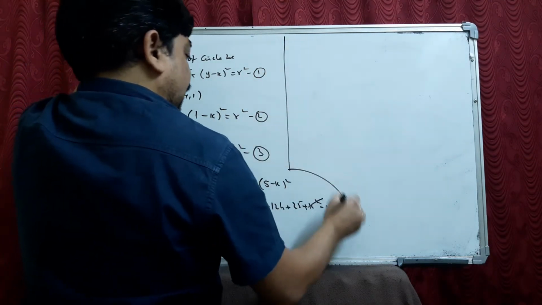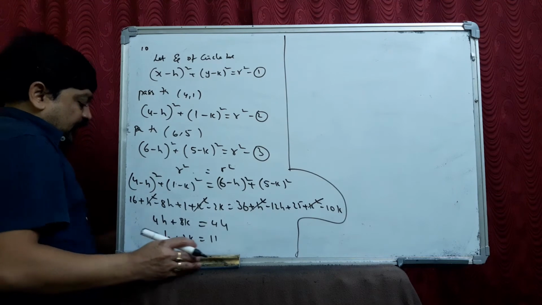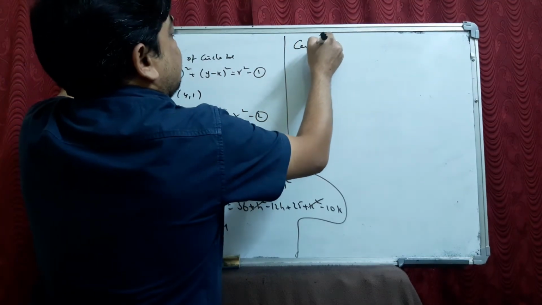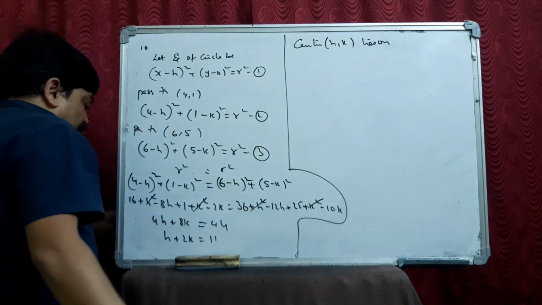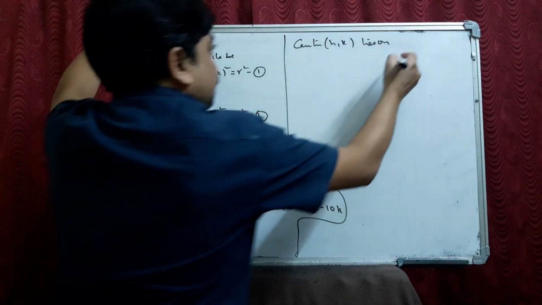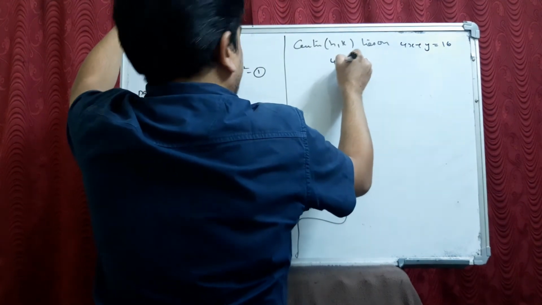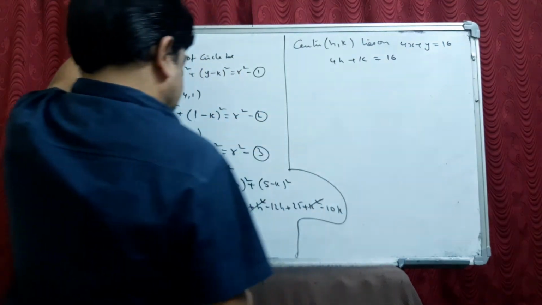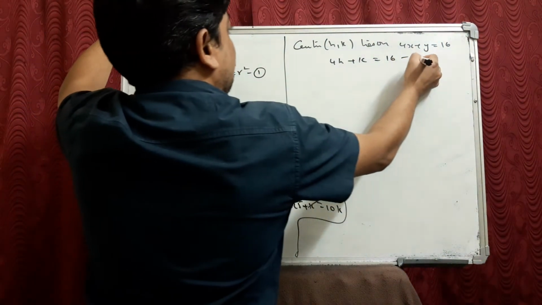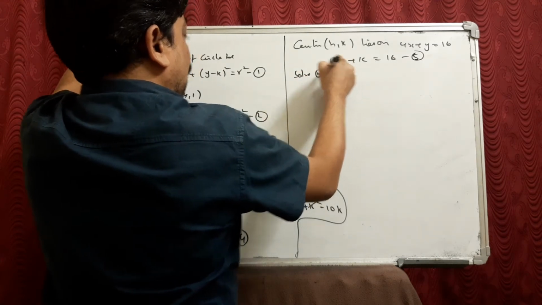In the same way, what did they also give? The center lies on the line. Center means (h, k) lies on 4x plus y equal to 16. So it becomes 4h plus k equal to 16. Now these are equations 4 and 5. We solve 4 and 5.